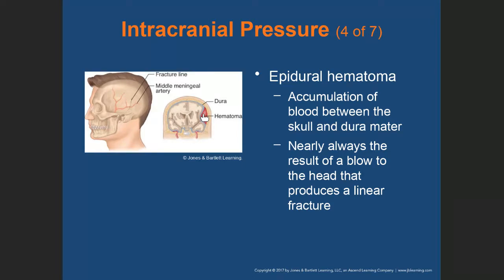That's an epidural hematoma. So, as I said, the person gets hit to the temple of the head, they lose consciousness, regain consciousness, but their level of orientation starts to decline as the bleeding occurs inside of the skull, above the dura, until they go unresponsive. That's an epidural hematoma. So it's the accumulation of blood between the skull and the dura mater, nearly always the result of a blow to the head that produces a linear fracture.